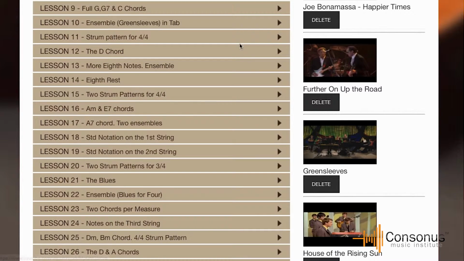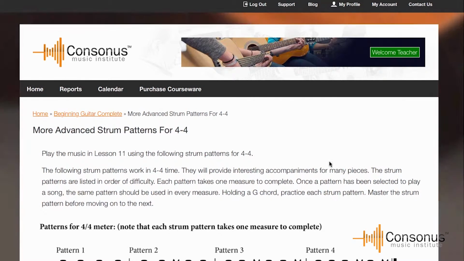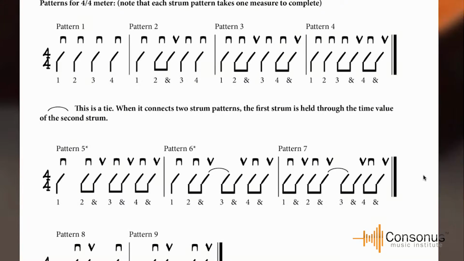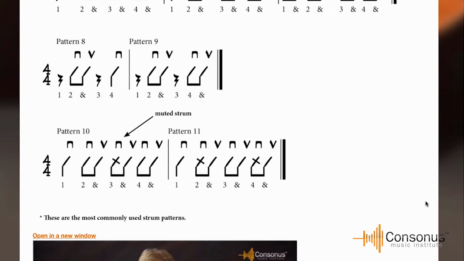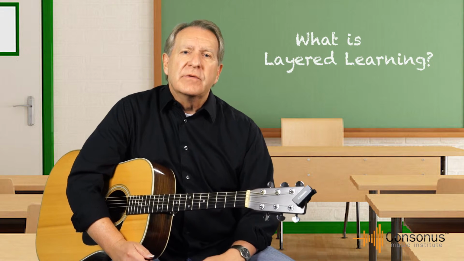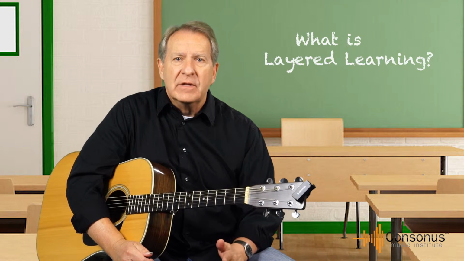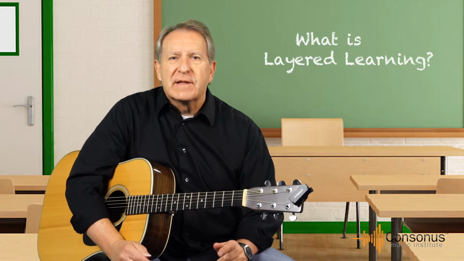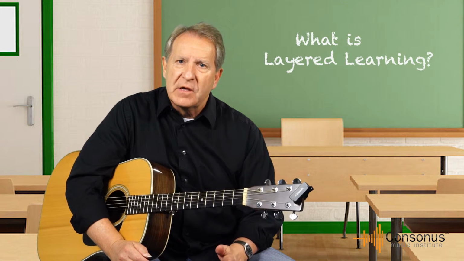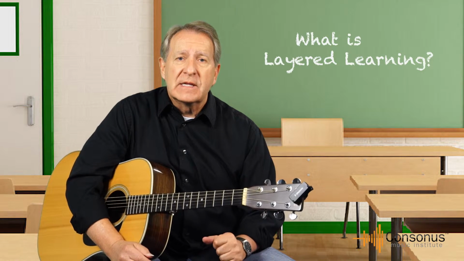For those more experienced students, you can go to the layered learning section of Lesson 11, where you'll find many strum patterns for 4/4 time. They're listed in order of difficulty. There will be strum patterns there that will be challenging for even the more advanced students in your class. While the beginning students in the class are playing the exercise and the songs in Lesson 11 using the basic strum pattern for 4/4, the more advanced students in the class are playing the same exercise and the songs using any one of the strum patterns for 4/4 that's appropriate for their skill level.